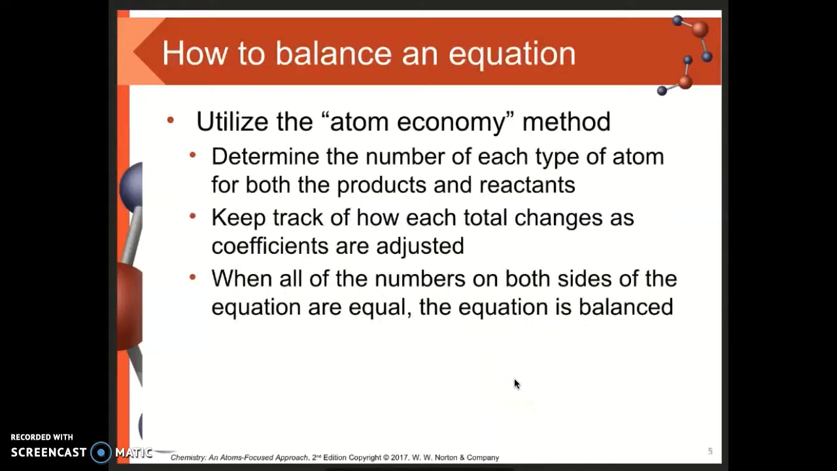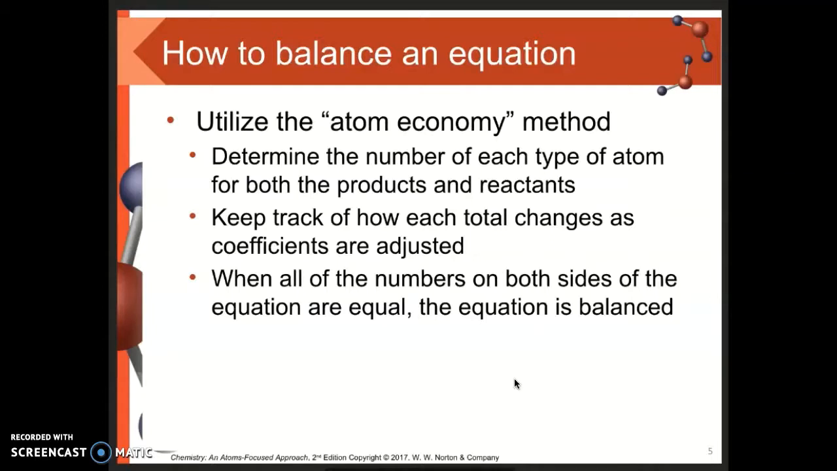So when it comes to balancing equations, if you are new to balancing equations, I recommend using something called the atom economy method. In the atom economy method, we're going to split the reaction in half. We're going to keep track of all of the different reactants and products. And then as we change coefficients, we're going to track those changes until we get to a point where the atoms on the reactant side and the atoms on the product side are all equal for all of the elements.